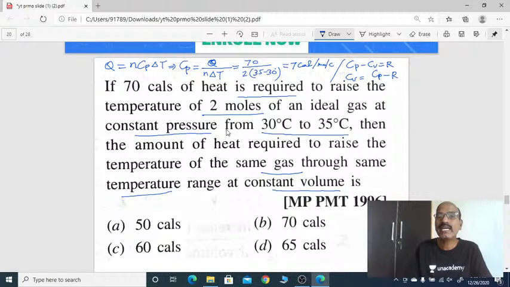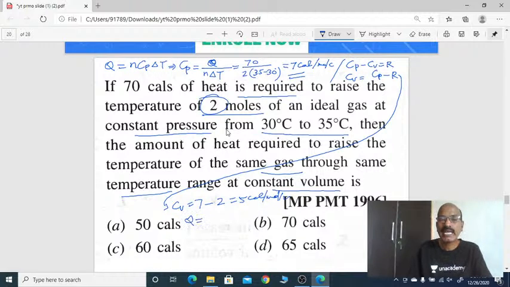So what is Cp here? Cv equals Cp minus R, where Cp is the specific heat at constant pressure. We got 7 calories, so 7 minus R. Here R is nothing but 2. So you get 5 calories per mole per degree Celsius.